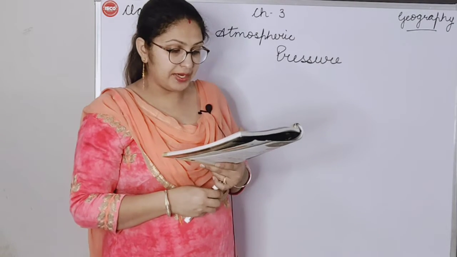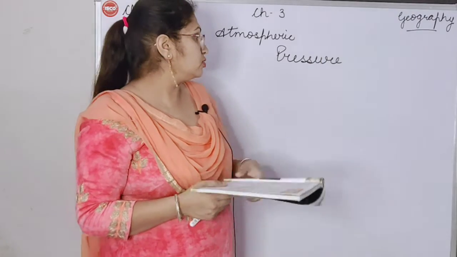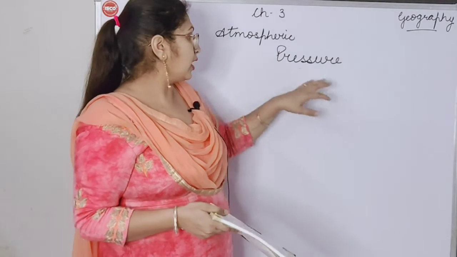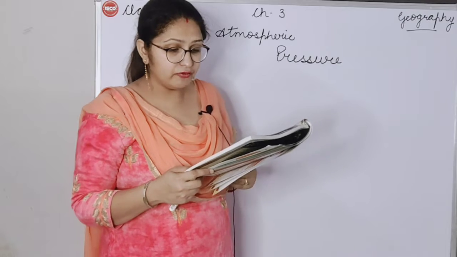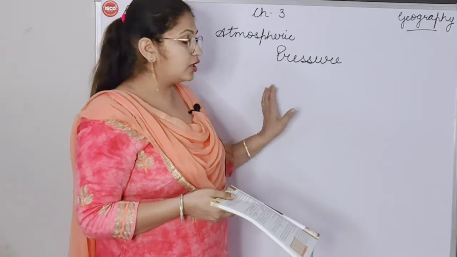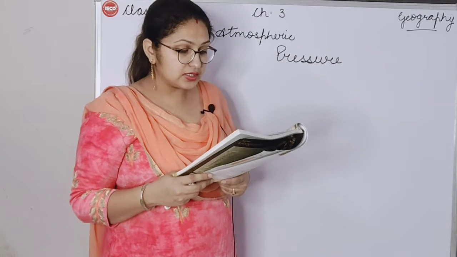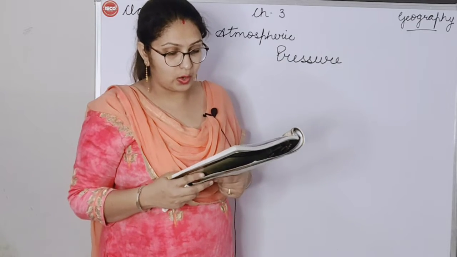Once it goes up, it cools down and then sinks back on the earth. So once the molecules rise up, they get cooled down, and when they cool down, they come and settle on the earth. The area where the air sinks has high pressure. So the area where the molecules sink or settle is known as high pressure. This difference in pressure keeps the air moving in an upward and downward direction.